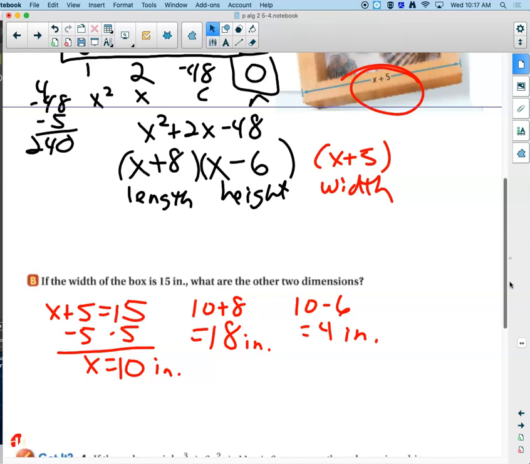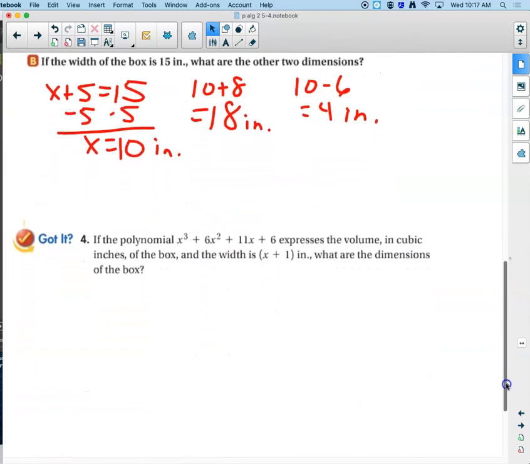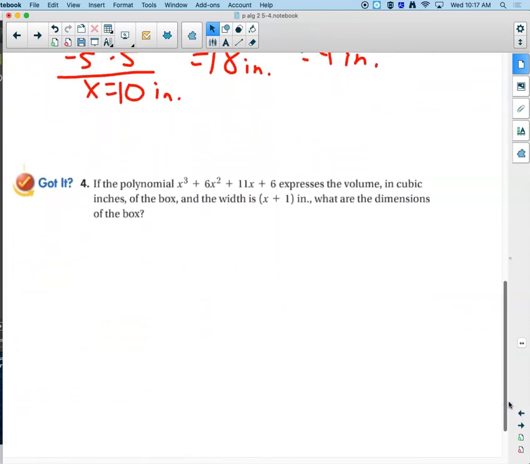Now, of course, for the got it, they're going to change it a little bit. So we have a new polynomial. It's x cubed plus 6x squared plus 11x plus 6. That's our new volume.